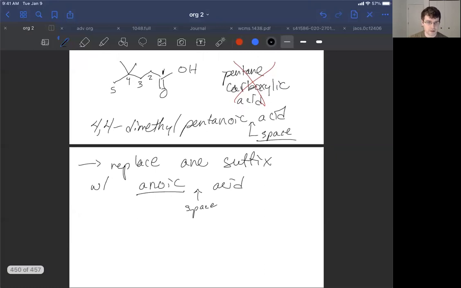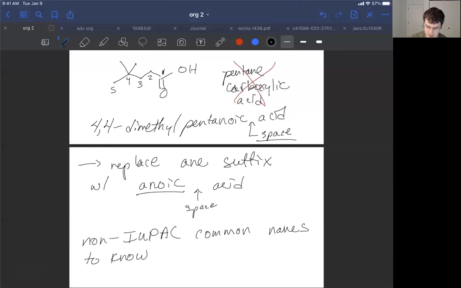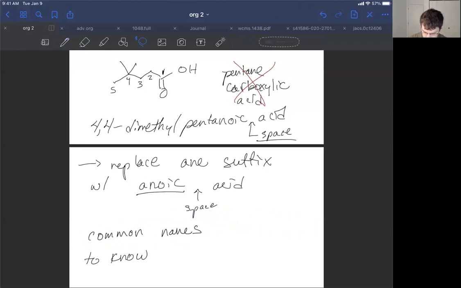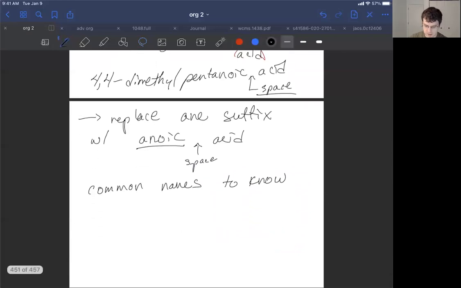Now there are some non-IUPAC names that are worth knowing. Let me say it this way. These are IUPAC names, I guess, but they don't follow the traditional IUPAC rules because they're so common. I should just call this common names to know, because these are all IUPAC accepted. IUPAC said, hey, the common names of these molecules are so important in history, let's just go ahead and call them by their common names. So, common names to know that don't follow the traditional rules.